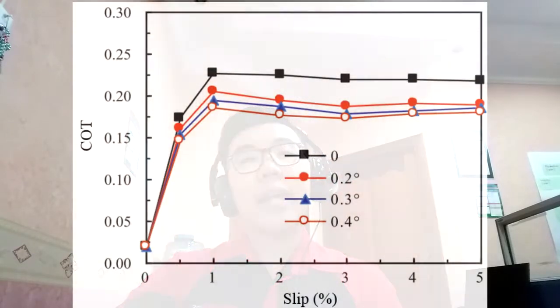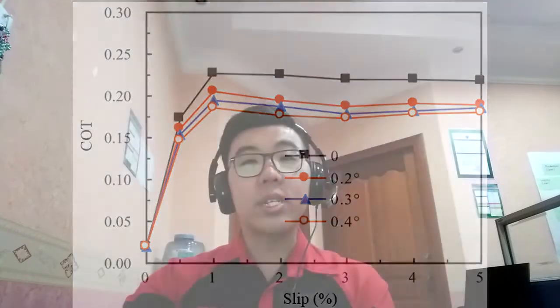In order to simulate curved rails, the angle of attack is implemented. As we can see, 0 degree represents tangent rails, while 0.2, 0.3 and 0.4 degree represent curved rails. Wheel-rail contact in a smaller radius curve will cause the coefficient of traction to decrease even more. This is because the longitudinal creep force of the contact area reduces as the curve radius decreases, which leads to the loss of adhesion. The next subtopic is on sanding.